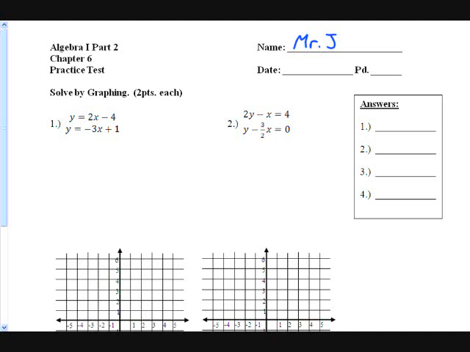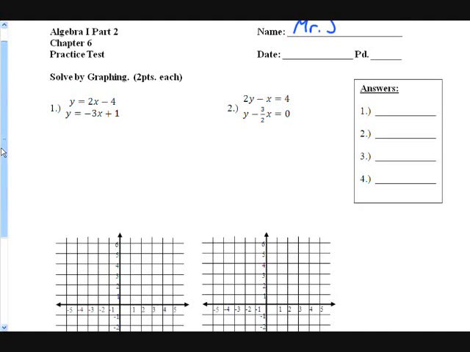The first one is asking us to solve by graphing. When we solve these by graphing, we're simply going to graph each of the lines on the coordinate system, and then just see where they intersect.